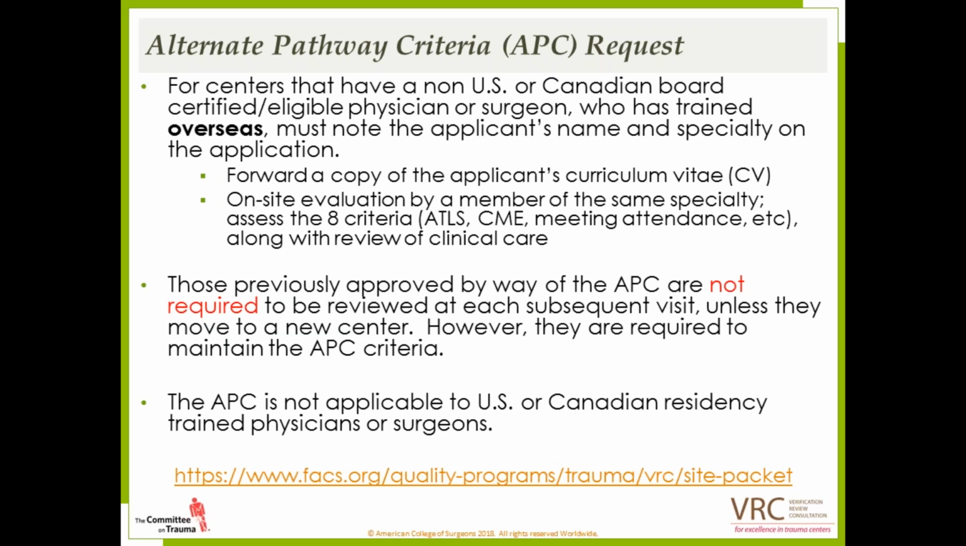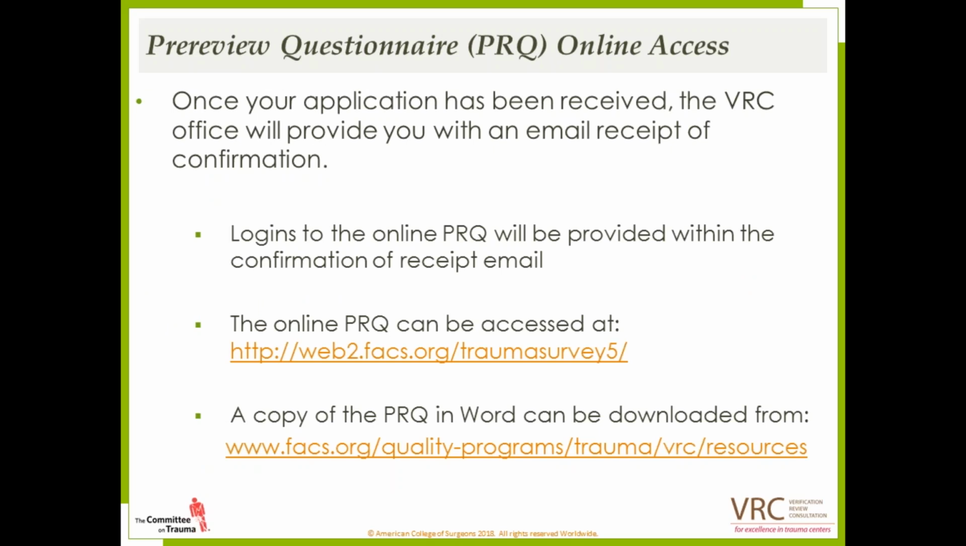We have to submit this information to a subcommittee, and they determine the eligibility of your surgeon to go through the alternate pathway. If your surgeon is eligible, then the next step is to have the on-site evaluation by a member of the same specialty. For those surgeons who have been previously approved by the alternate pathway, they're not required at the next visit to have a review by the specialist. However, they are required to meet the alternate pathway criteria.